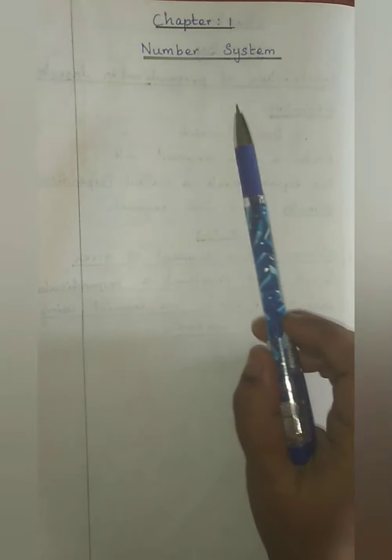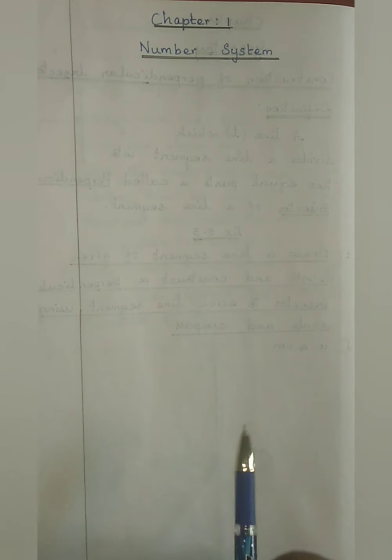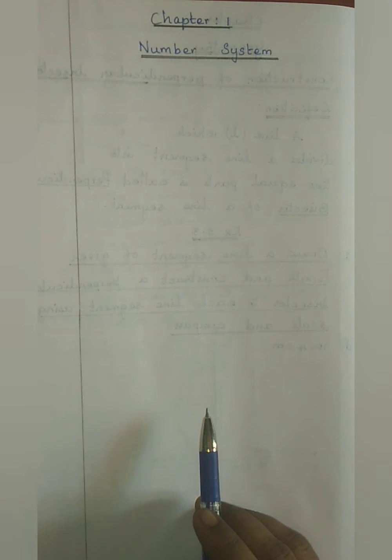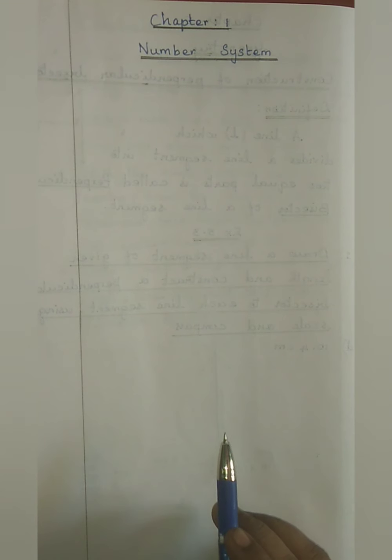Today we are going to start chapter 1, number system, and our topic is integers. Before getting into the topic, let us recall what you have studied in class 6. You all know about natural numbers and whole numbers, isn't it?